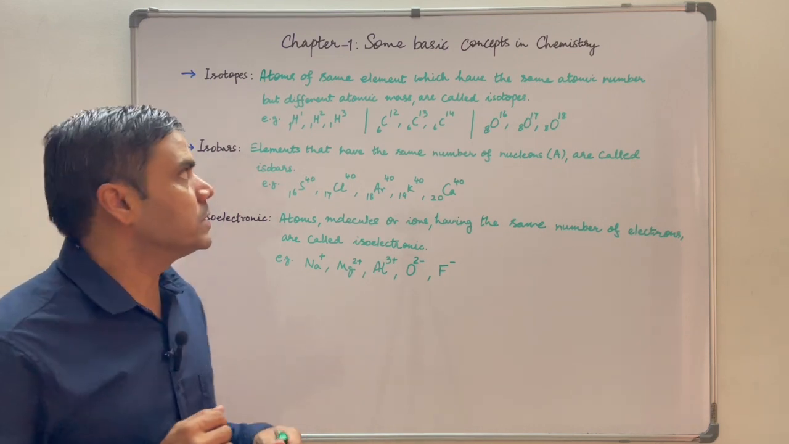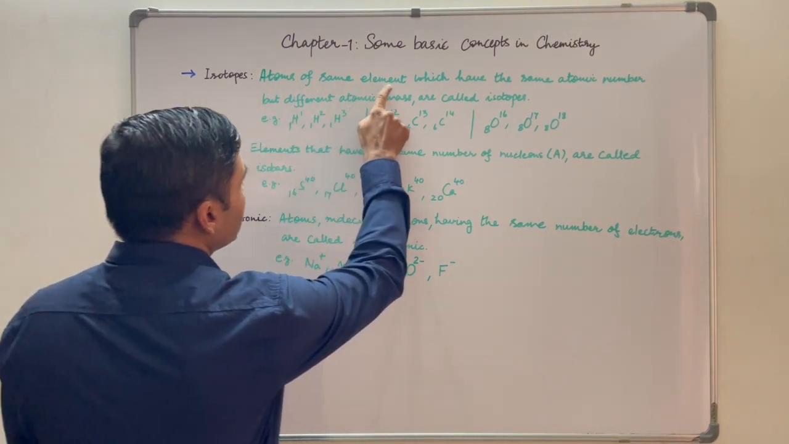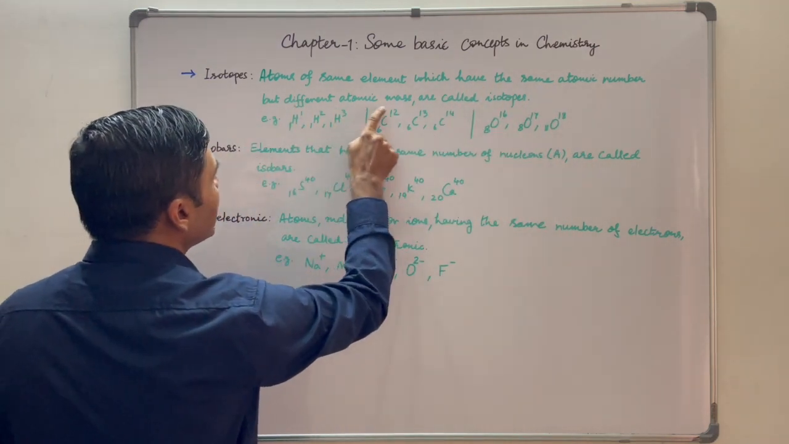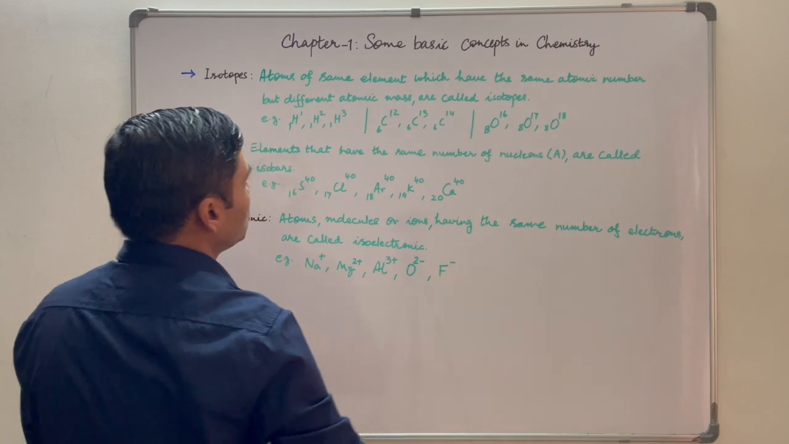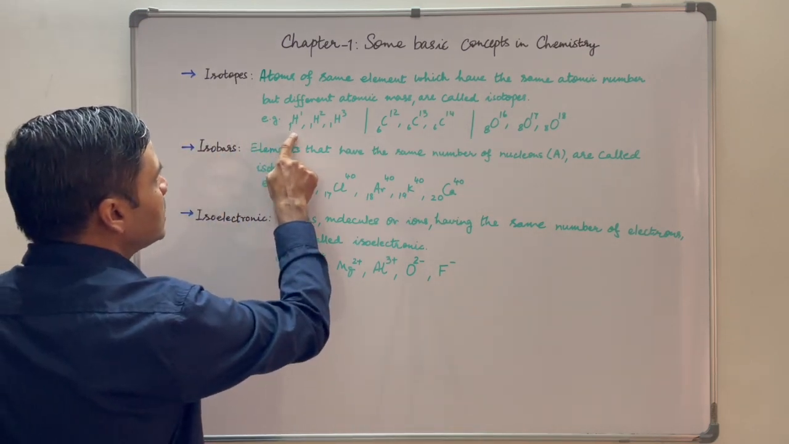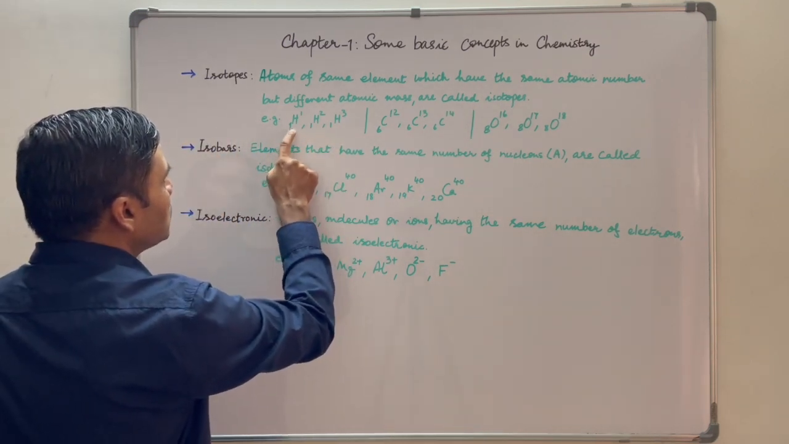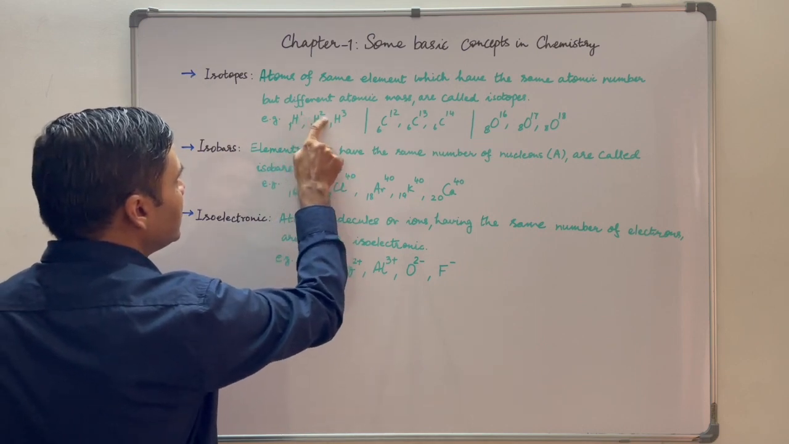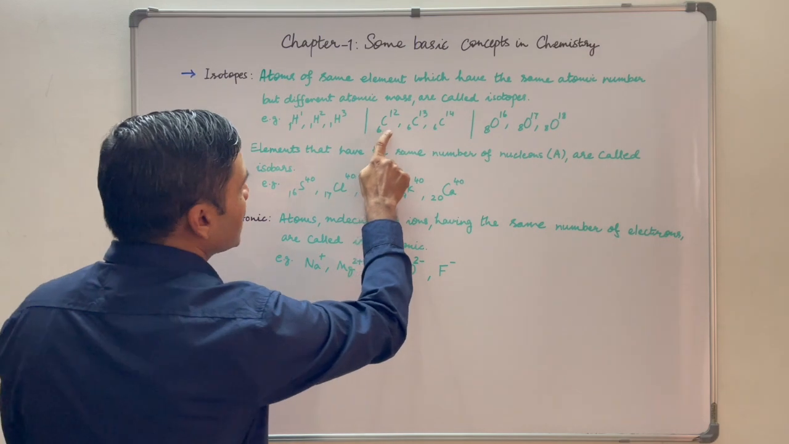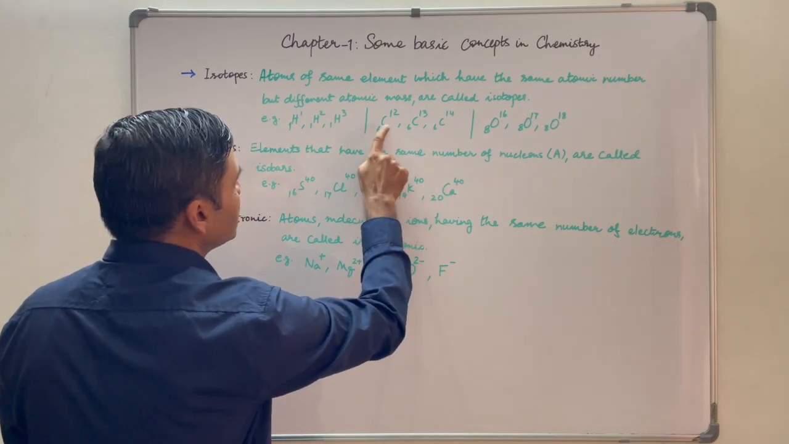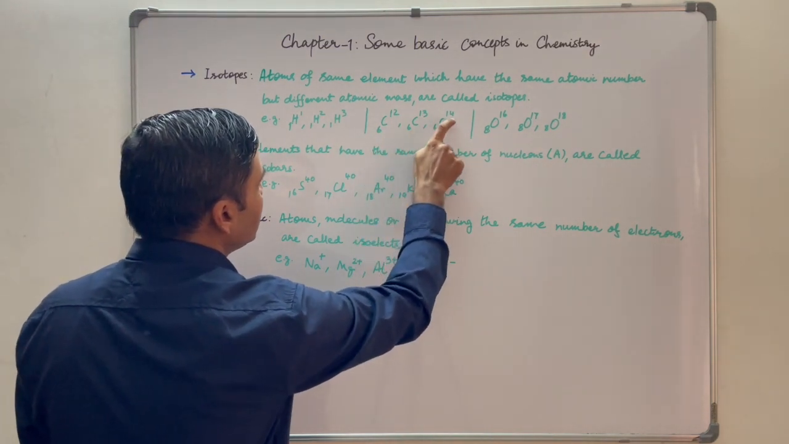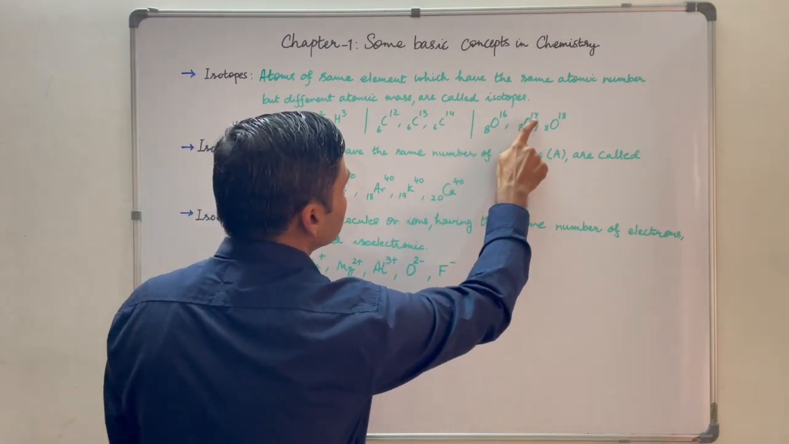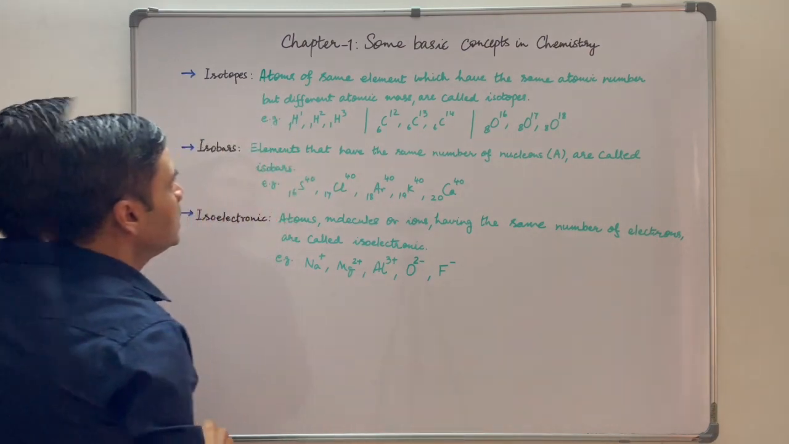First, isotopes. Atoms of the same element which have the same atomic number but different atomic mass are called isotopes. Example, hydrogen has 3 isotopes, 1H1, 1H2 and 1H3. Notice Z is the same but A is different. Similarly, carbon has 3 isotopes, 6C12, 6C13 and 6C14. Oxygen has 3 isotopes, 8O16, 8O17 and 8O18.